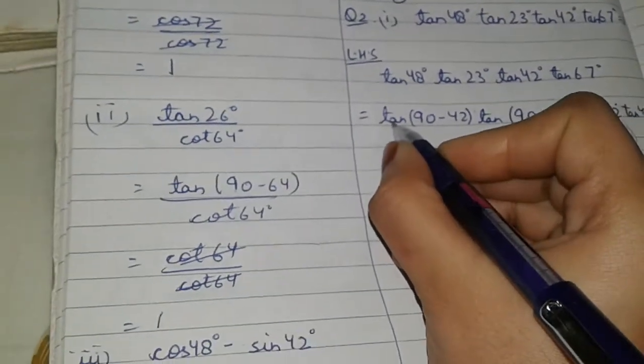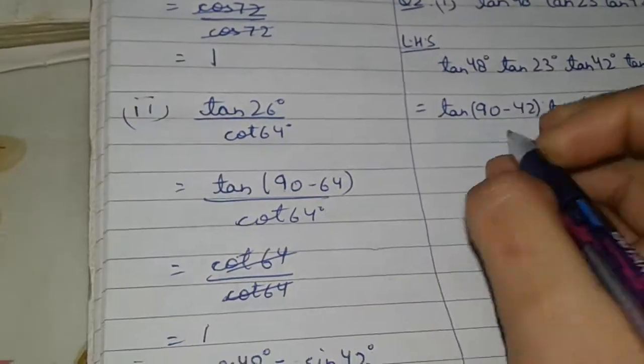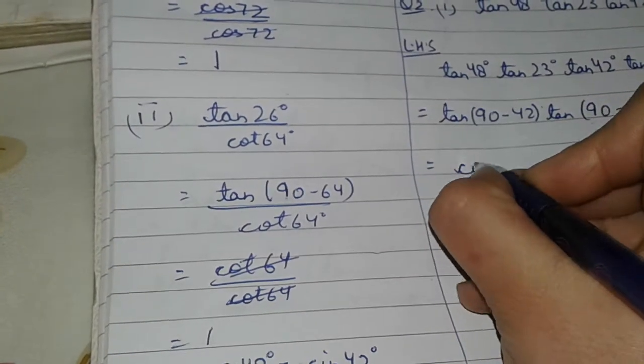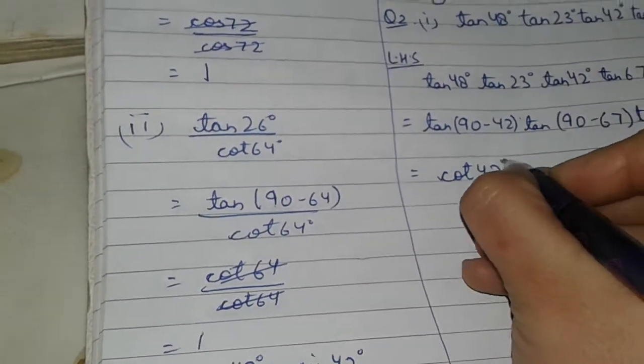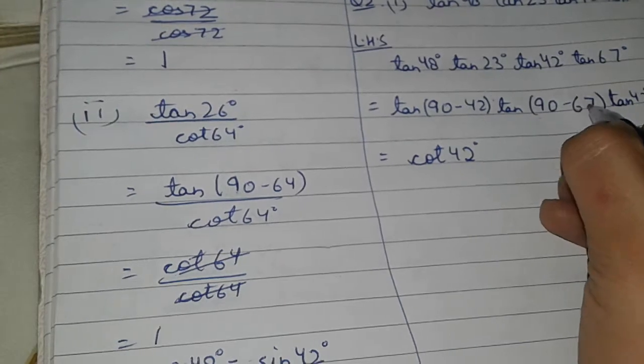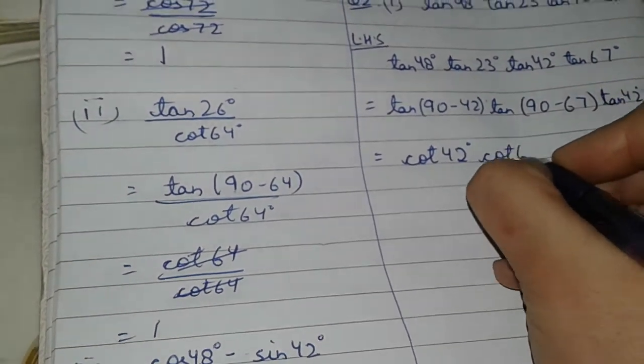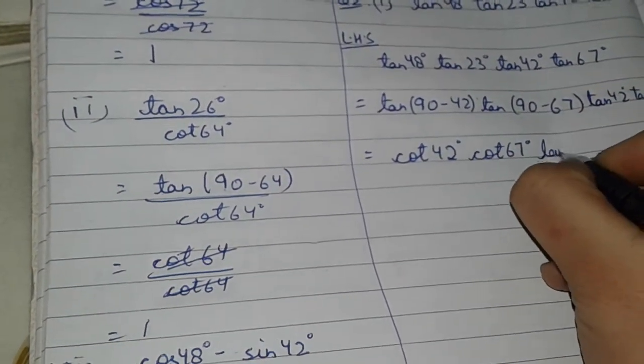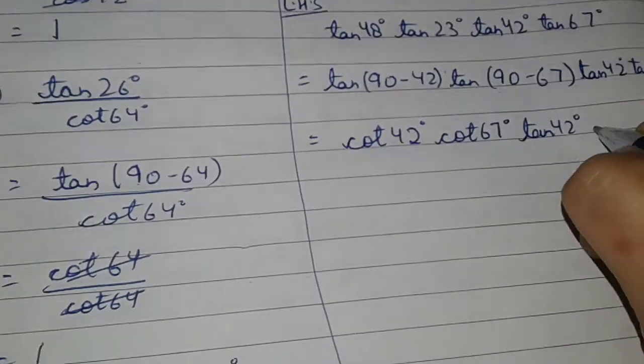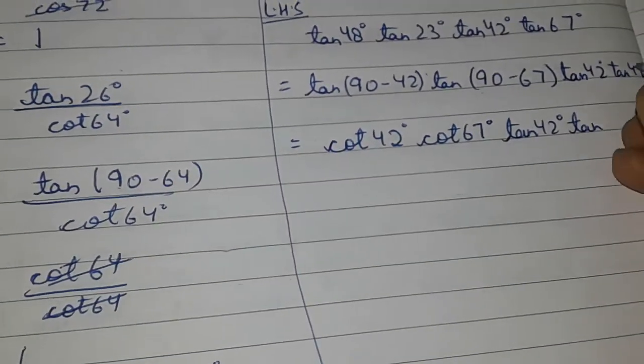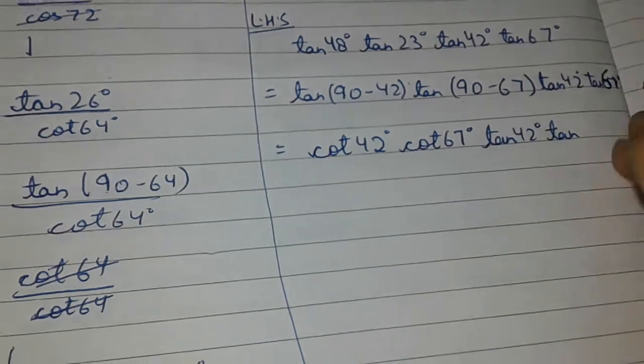Now, tan 90 minus a will be equal to cot a, that is cot 42. And this tan 90 minus 67 will be equal to cot 67 degree. And it is tan 42 degree and tan 67 degree.